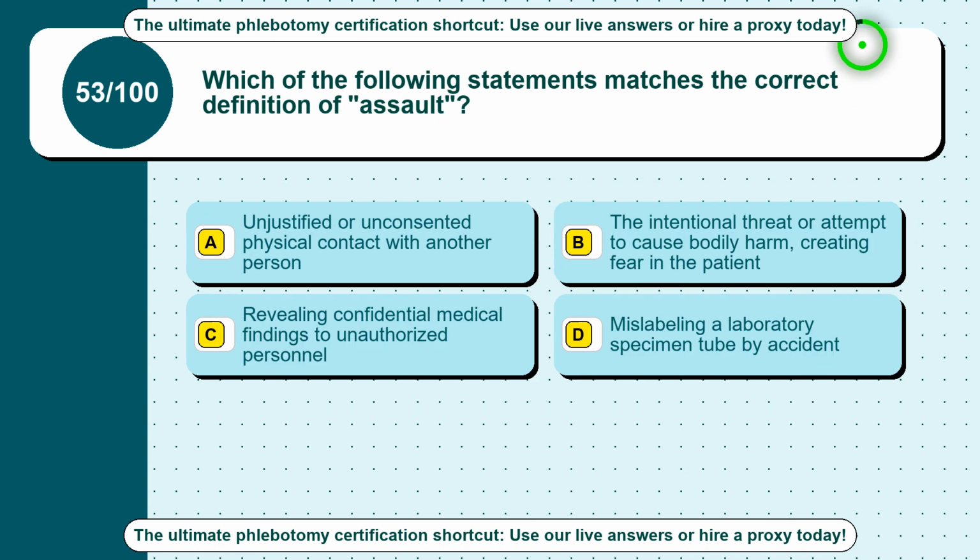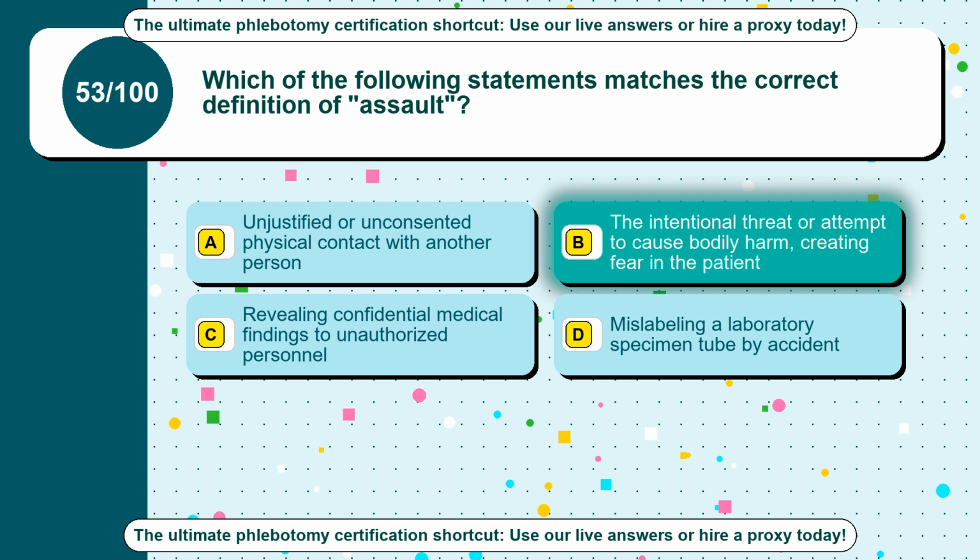Question 53. Which of the following statements matches the correct definition of assault? Option A. Unjustified or unconsented physical contact with another person. Option B. The intentional threat or attempt to cause bodily harm, creating fear in the patient. Option C. Revealing confidential medical findings to unauthorized personnel. Option D. Mislabeling a laboratory specimen tube by accident. The correct answer is option B.